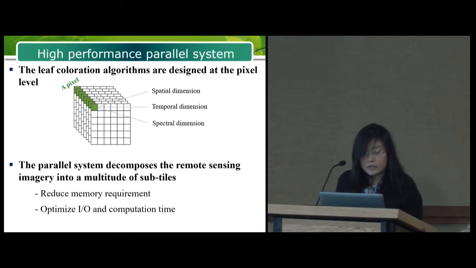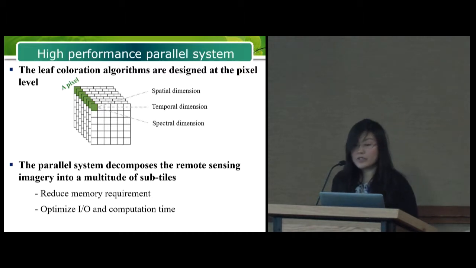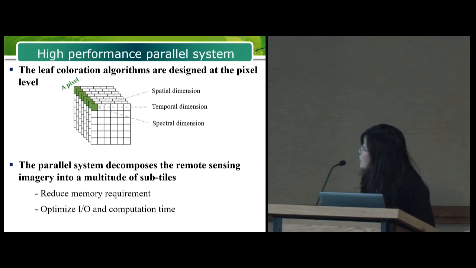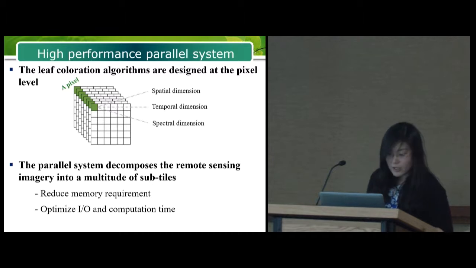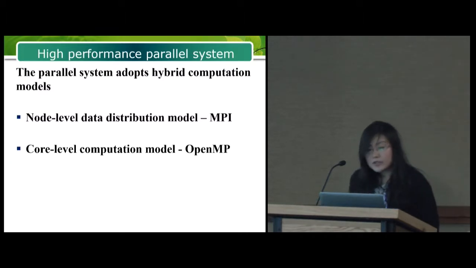So this parallel system, based on this pixel-level design, can decompose the remote sensing imagery into multiple subtiles to reduce the memory, to optimize the I/O operations, and also the computation time. More information about the parallel system: we adopt a hybrid computation model, including a node-level data distribution model using MPI, and a core-level computation model using OpenMP.